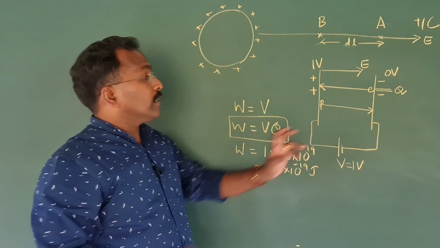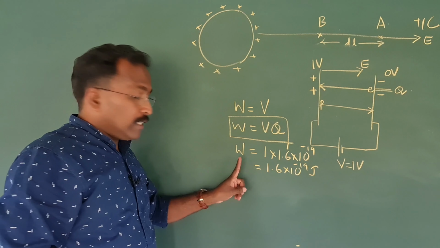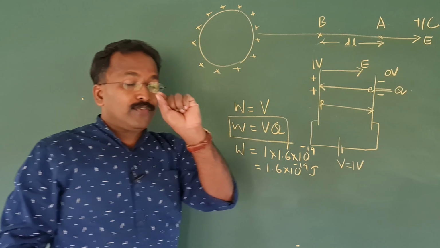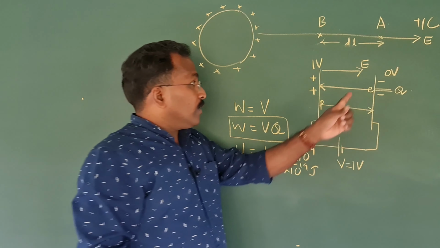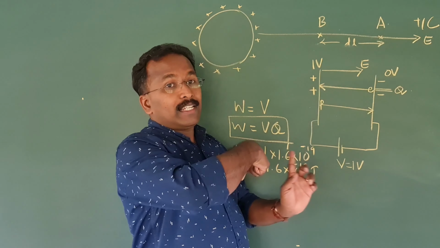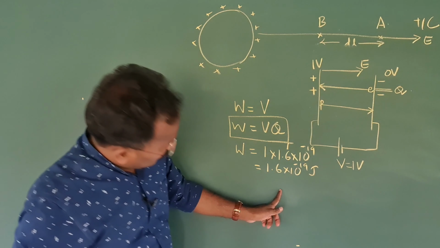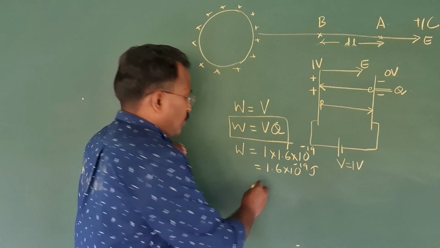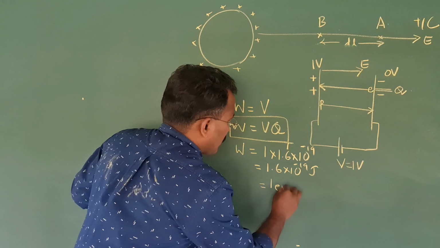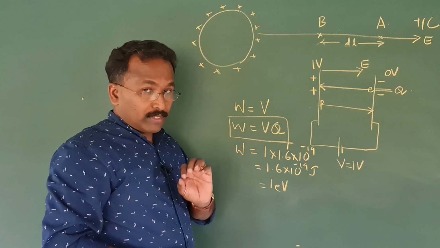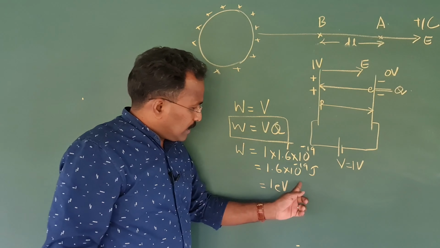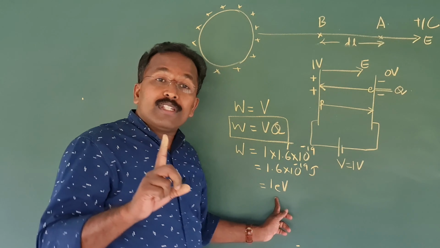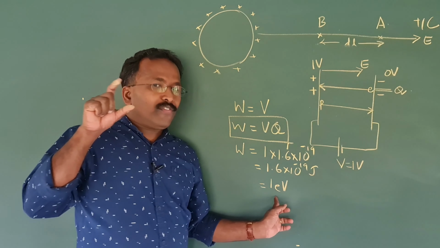Means if this much work is required, this much of energy will be there with electron and proton. So if in the exam they ask you with what energy it hits the other plate, this is the energy. And if you remember, this is a small amount of energy. This energy is called 1 electron volt, 1 eV, small amount of energy. This much of energy is called 1 eV, and it is used as a unit of small amount of energy.